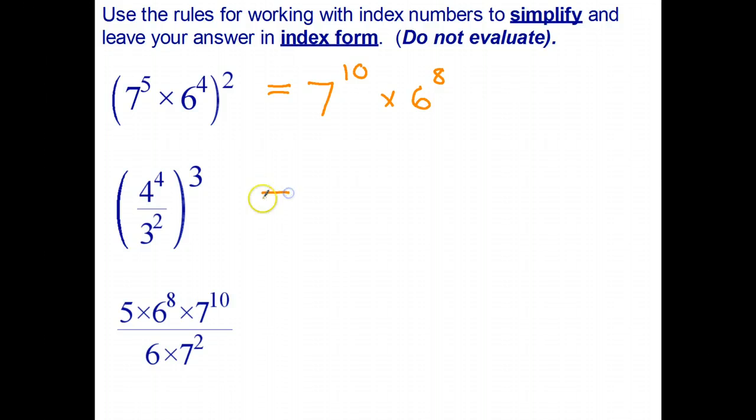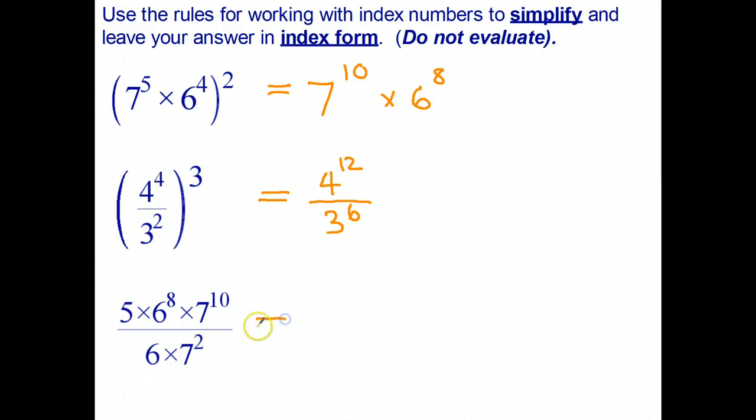Okay, this is a similar question, but it's divide. I've got 4 to the 4th, all raised to the power of 3. The base stays as a 4, and 4 times 3 is 12. Here I've got a 3 squared, also to the power of 3. The base stays as 3. 2 times 3 is 6. So final answer, 4 to the power of 12 divide 3 to the power of 6.